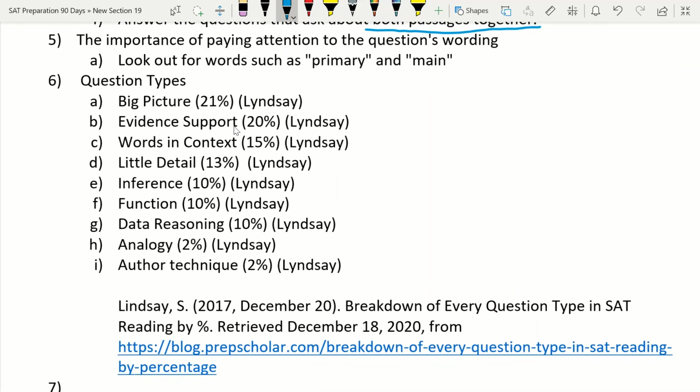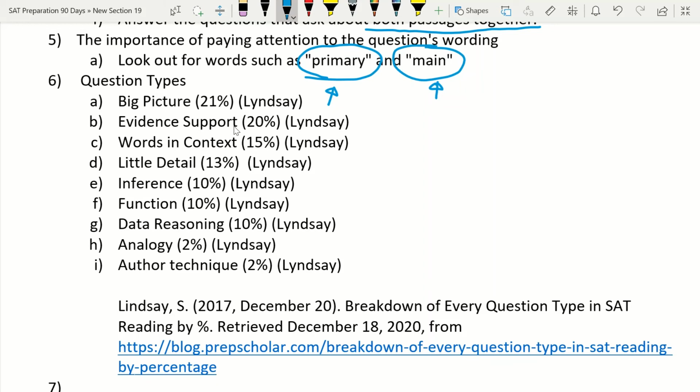Now let's talk about the importance of paying attention to the question's wording. On the SAT reading section, the things I want to look out for in the wording of my questions are words like primary and words like main. These indicate that there will be some answer choices that might be slightly or maybe could be correct, but the problem is it's not the primary reason, or the main reason, or the main idea, or the primary focus, main goal, primary goal. You've got to keep that in mind.